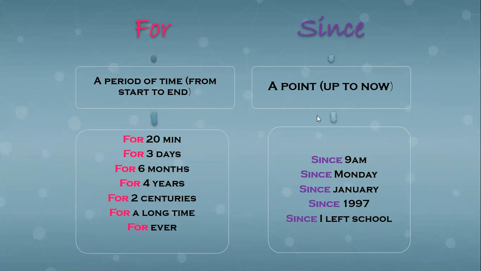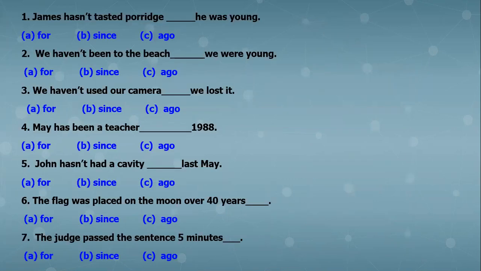But what is the start? When was the start? I want to know. So since 9 o'clock in the morning, since Monday, since January, since 1997, since I left school. So we use since to speak about the start of the action, but we use for to speak about the amount of time the action took. So let's try to solve this exercise about since and for.